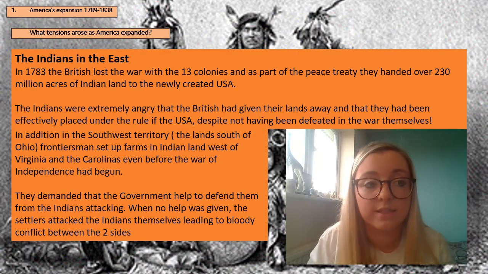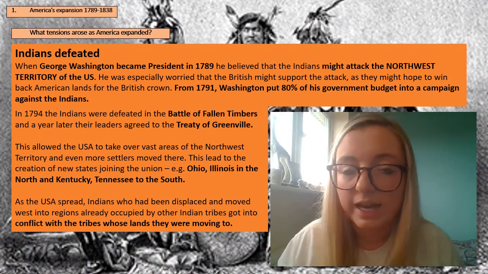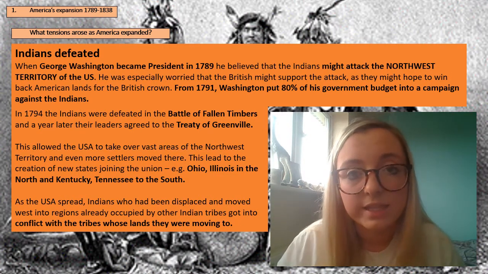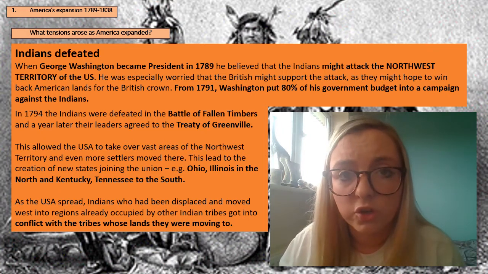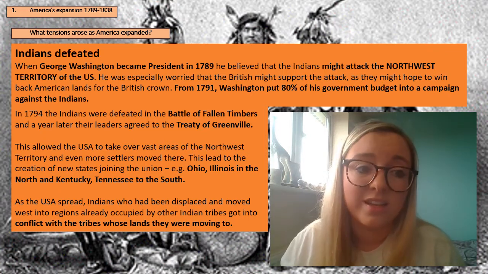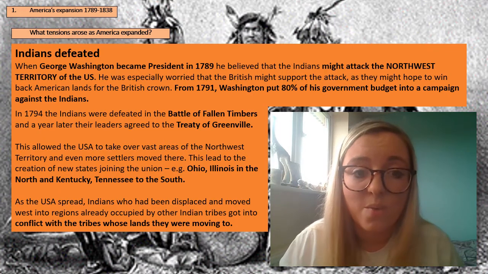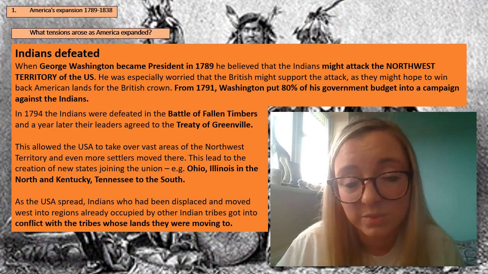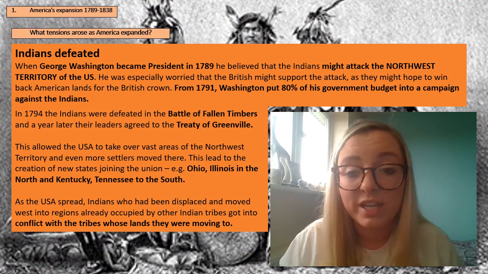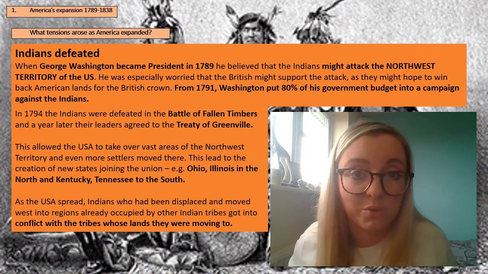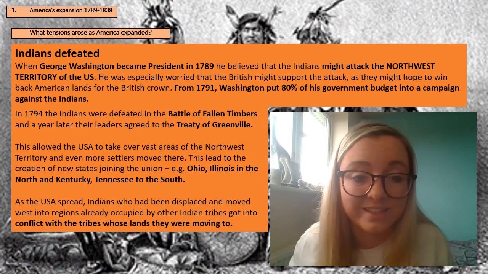So we've looked slightly at the conflict in the east between the Indians and the white settlers, and this is something that George Washington massively feared. He feared that the Indians might attack the Northwest Territory of the US, and he was especially worried that the British might help support this attack. So he actually plunged 80% of his government budget into a campaign against the Indians.